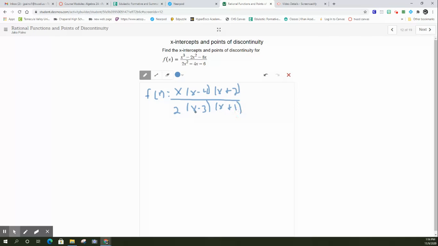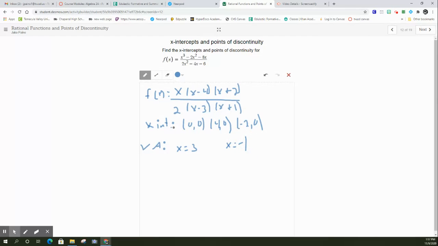All right, so now if you look, nothing is going to cancel out. So there are no holes. So I know my x-intercepts. I'm going to have 3 of them: 0, 0, which is also my y-intercept, positive 4, 0, and -2, 0. I'm going to have 2 vertical asymptotes on this one, at x equals 3 and x equals -1.